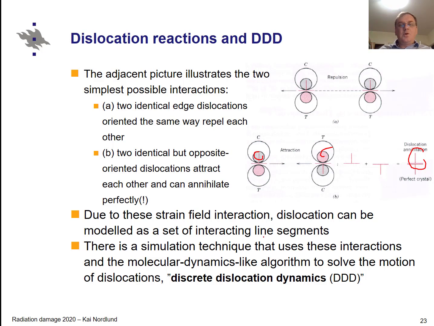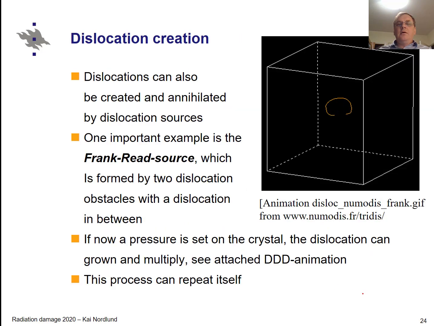And due to these strain field interactions, dislocations can be modeled as a set of interacting line segments. There is a simulation technique which simulates the motion of these line segments, known as discrete dislocation dynamics, or DDD. The basic idea is similar to molecular dynamics, but instead of moving atoms, you are moving dislocation segments. And this is something which allows modeling dislocation motion really efficiently.